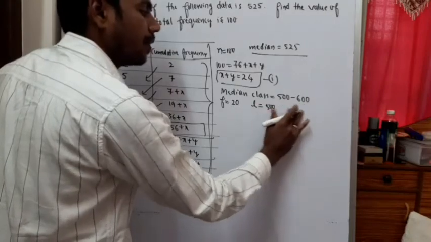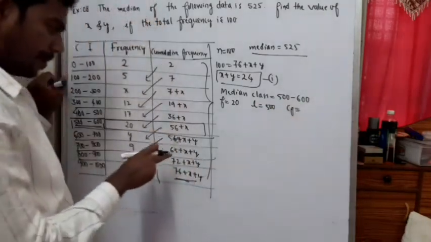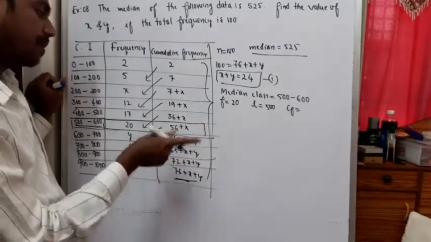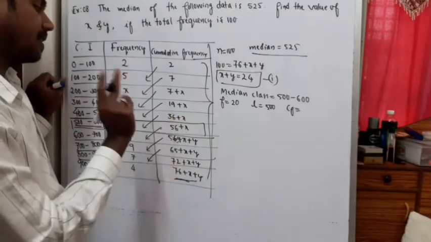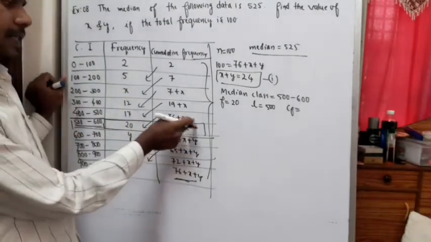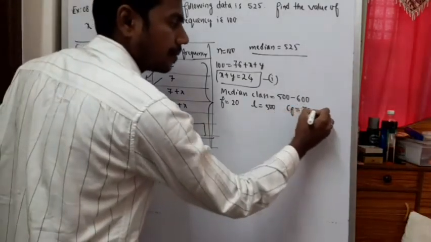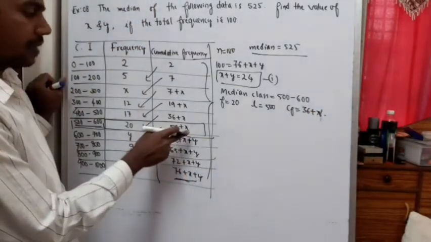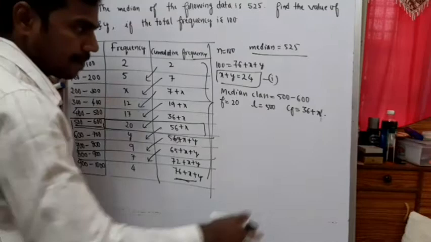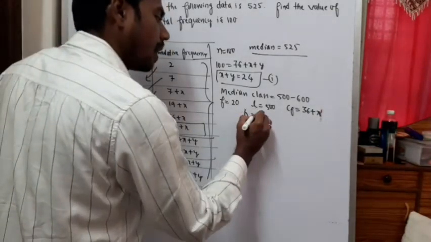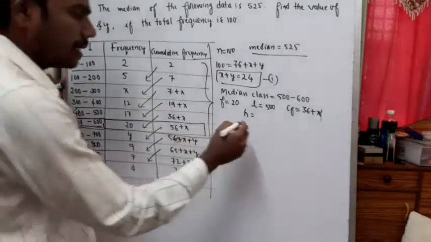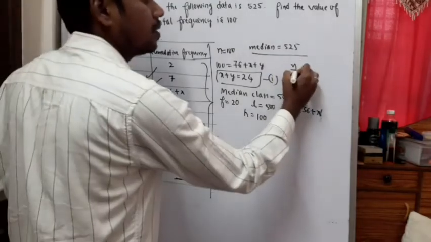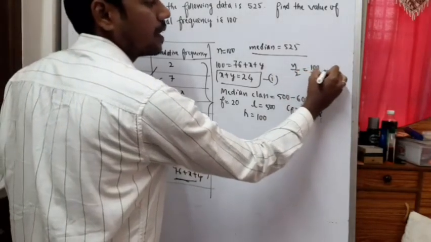Then CF, cumulative frequency of the class which is preceding to the median class, that is 36 plus x. Yes or no? This is the preceding one, that is 36 plus x. Then what else do we need? We need h. H is equal to 300 minus 200, which is nothing but 100. Okay. We have got all the data. So we have n by 2 is equal to 100 by 2, which is equal to 50.